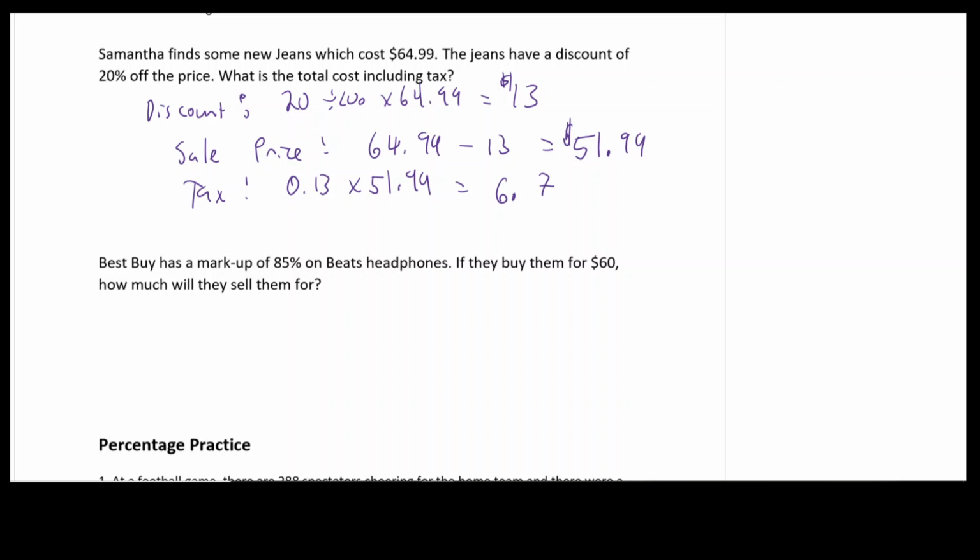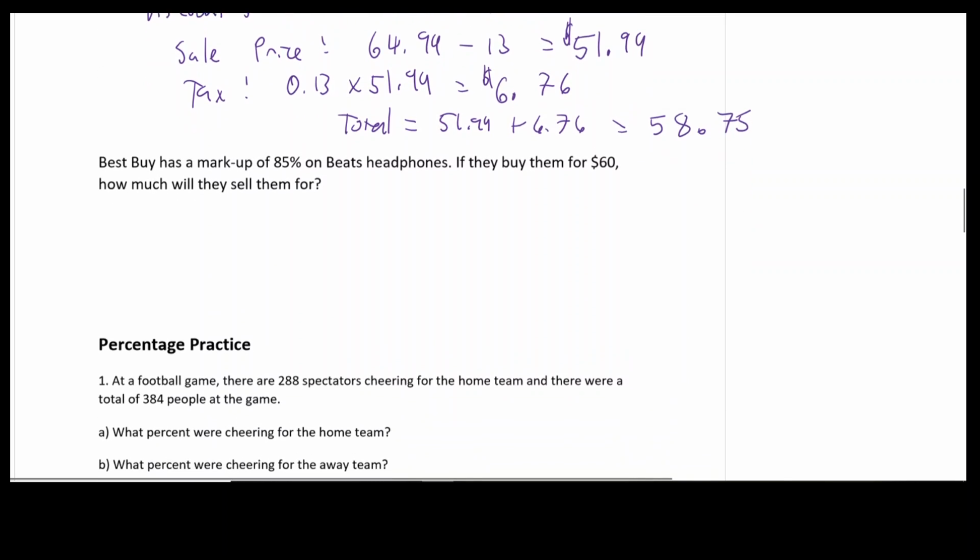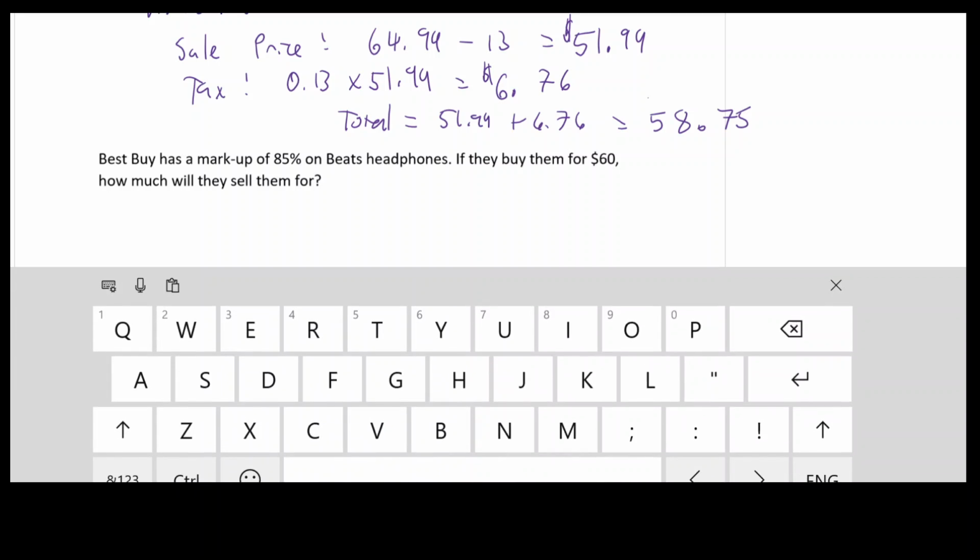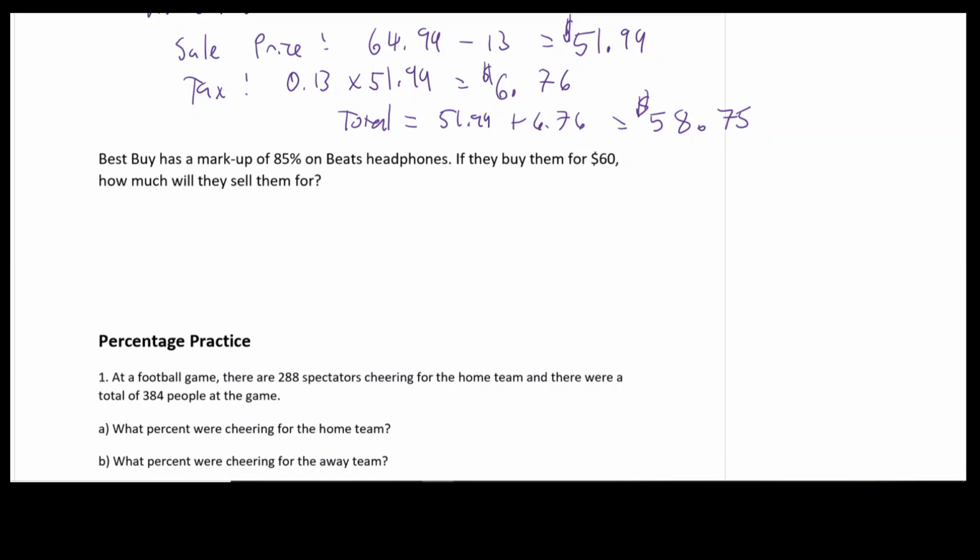And that's $6.76 if I round that off. And then again, the total then would be the $51.99 plus the $6.76. And that's going to be, what's that, $57.75. Did I get that right? Oh, $58.75. My bad. Yeah, because that's basically $52. Okay, never mind. Okay, $58.75 is the grand total that you would pay for those jeans.